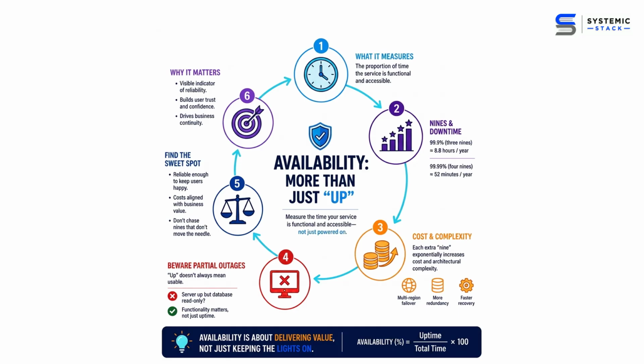A major failure mode is focusing only on time-based availability, meaning the system is up, while ignoring partial outages. If your service is up but the database is in read-only mode, are you really available? In an interview, show that you understand these trade-offs. More nines isn't always better if the cost of achieving them outweighs the business value.